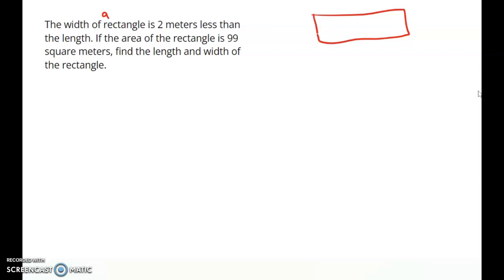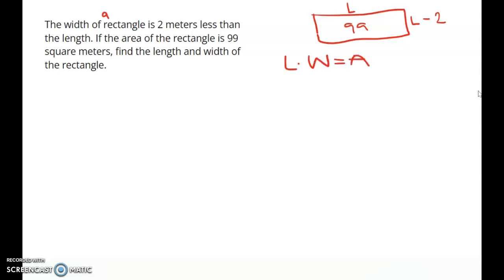Okay, so we have the width is 2 meters less than the length. So whatever we have, the length is some amount. We know whatever that length is, though, this width right here is going to be just 2 less. The area of the rectangle is 99, so that's all the area inside. Find the length and the width. Well, to find area, we can do length times width, right?